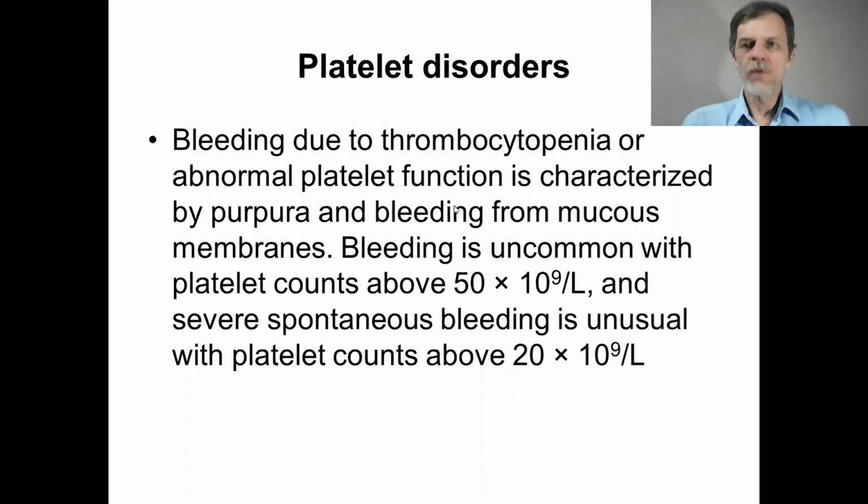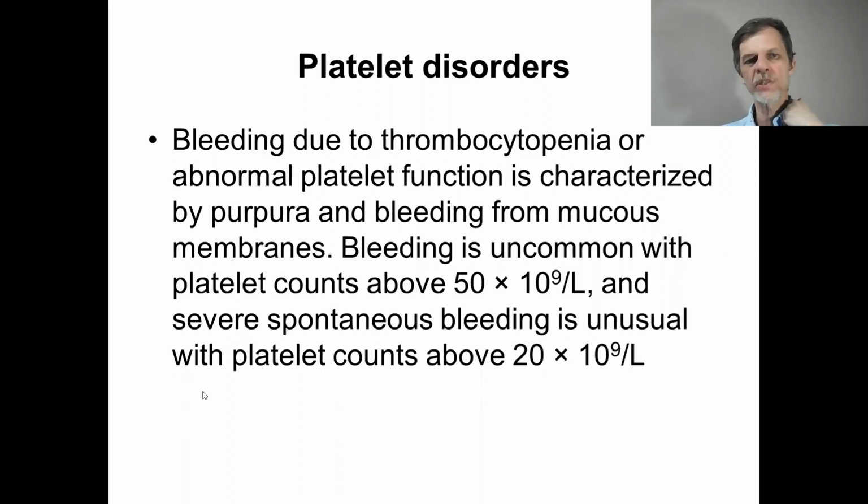Okay, next group of disorders. This is platelet disorders. Bleeding due to thrombocytopenia or abnormal platelet function is characterized by purpura and bleeding from mucous membranes.